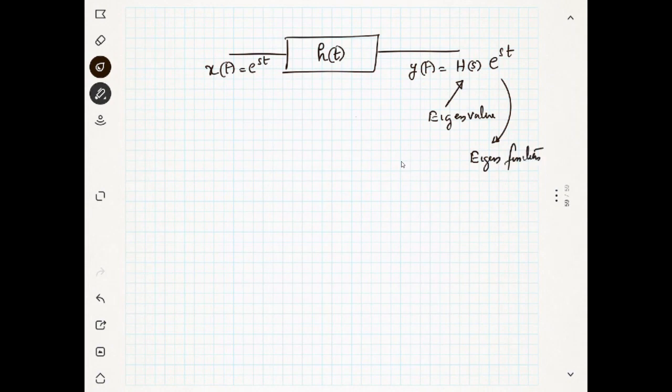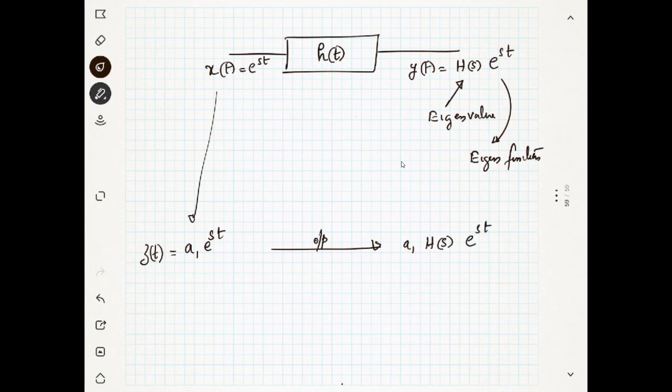Now I take another input, z of t, as I told in the previous example in discrete time. I take my z of t, which is nothing but a1 into e power st. What will be my output? A1 into H of s into e power st, because the system is linear. Is it simple?